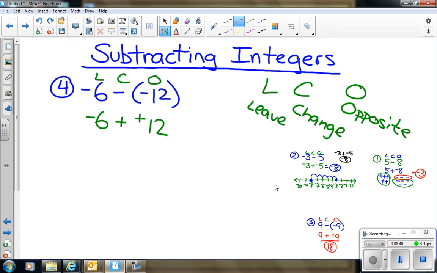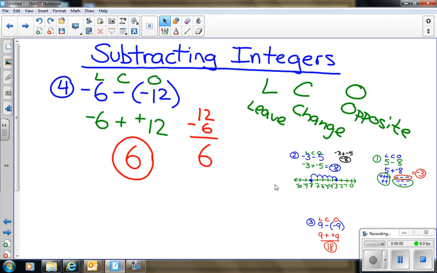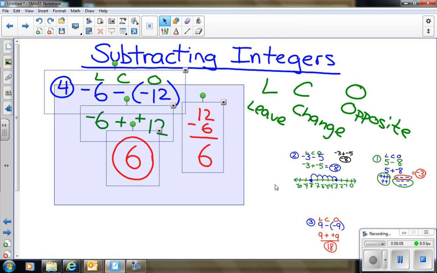Well, we obviously have more positives than negatives. How many more? Well, we have to do this over here. I'm going to do 12 minus 6. I have 6 more positive signs than negative signs, so my answer then would be +6. So there's kind of an example of having a negative minus a negative. We did a negative minus a positive, and we did a positive minus a negative.